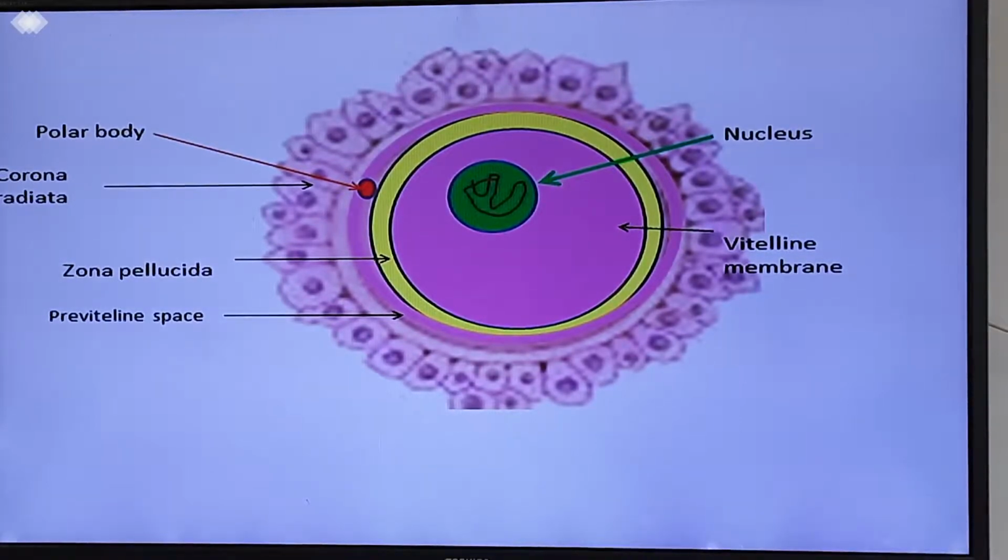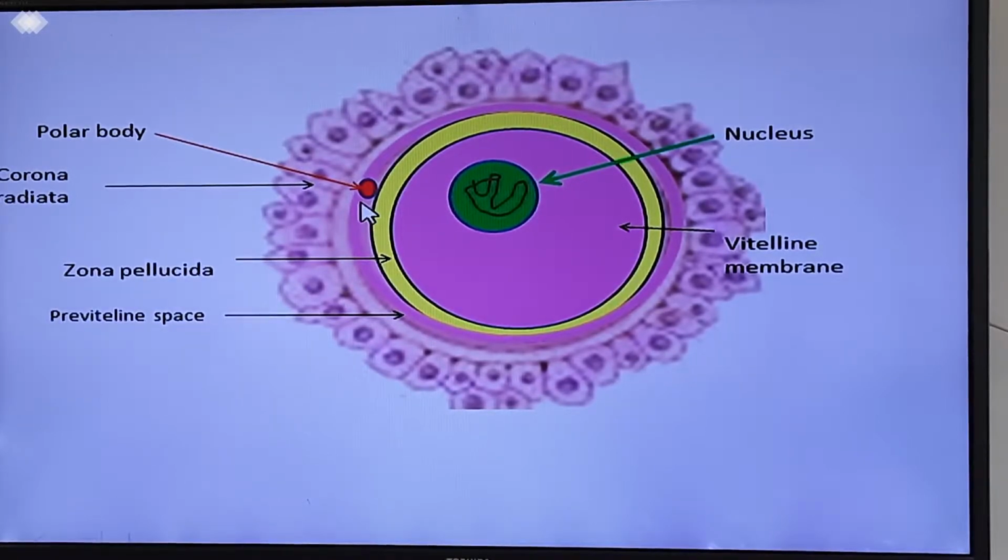Actually, in ovum centrioles are absent, but animal pole and vegetative pole are present. How will we decide which is the animal pole and which is the vegetative pole? The animal pole is present on the side where the polar body and nucleus are present. That pole is known as the animal pole and the opposite pole is known as the vegetative pole. So this is the structure of ovum.